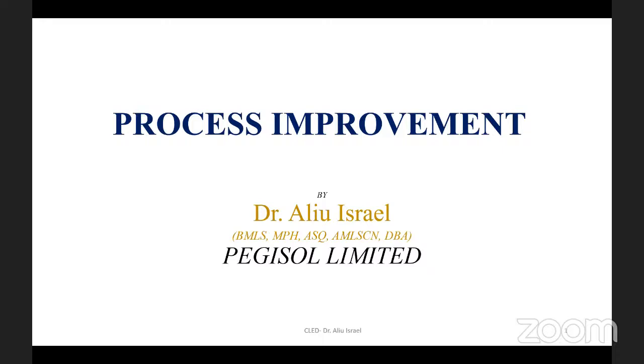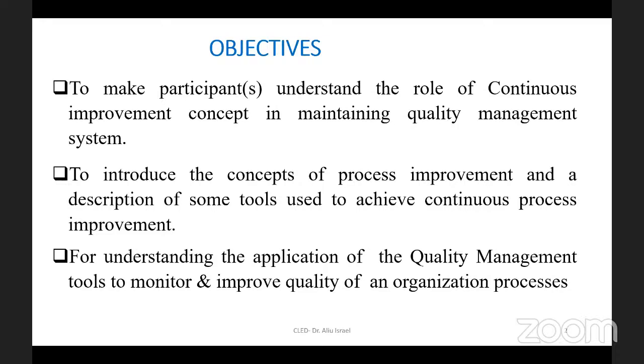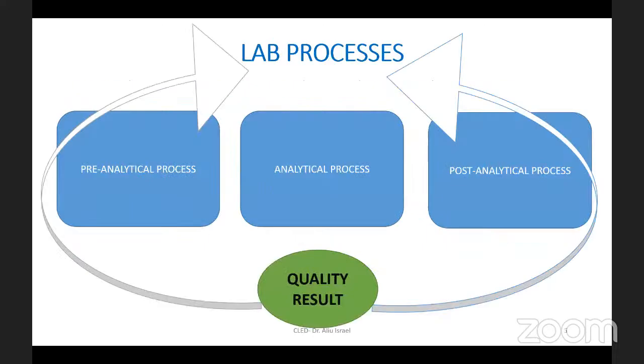Hi. So good day. So we'll be looking at module 9 that talks about process improvement or continuous improvement. My name is Dr. Ali Ojue, and we'll look at what are the objectives: to make participants understand the role of continuous improvement concept in maintaining quality system, to introduce the concept of process improvement in the description of tools used in achieving continuous improvement, and next, to understand the application of these tools to monitor and improve an organization's process.